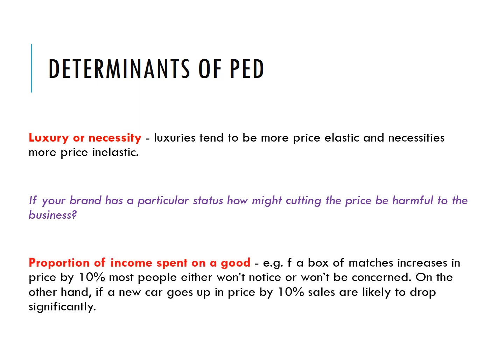Another one to consider is proportion of income spent on a good. So for example, if a box of matches increases in price by 10%, most people won't notice, they won't care particularly because it's such a small part of their income. It's not a particularly valuable item, so it's likely to be maybe price inelastic. On the other hand, if it's a car, that's quite a significant amount of money, a significantly large part of people's incomes, so this is likely to have quite a big impact on the quantity demanded and be more price elastic.